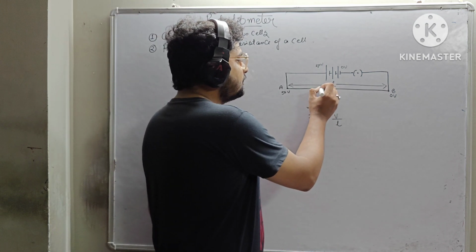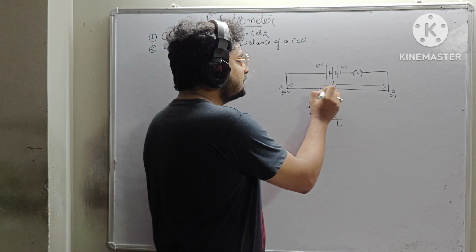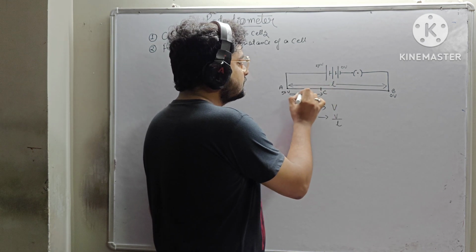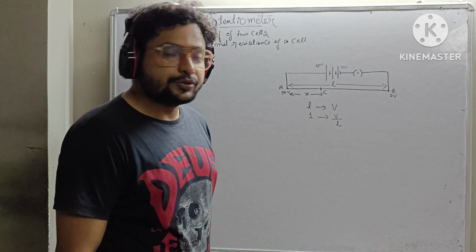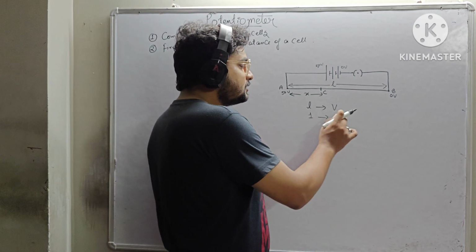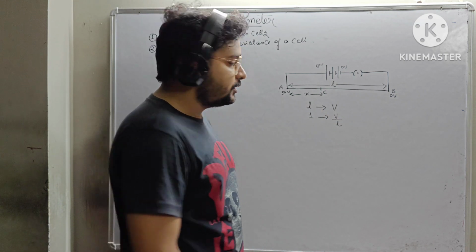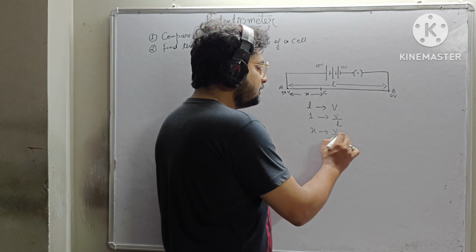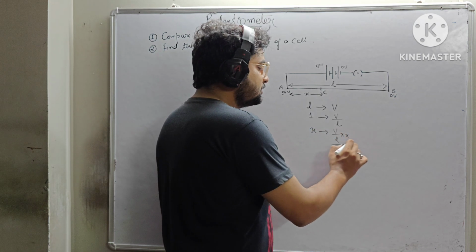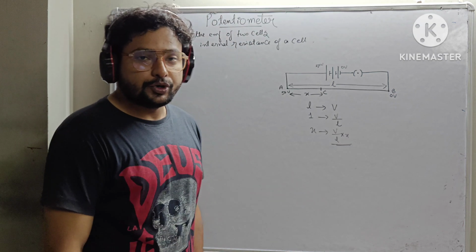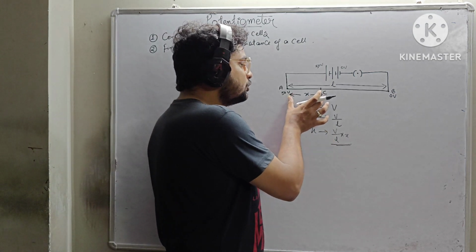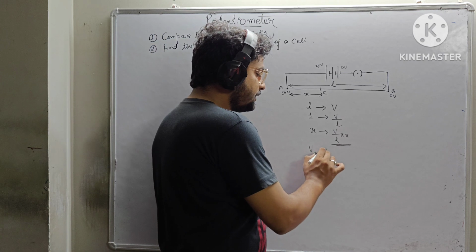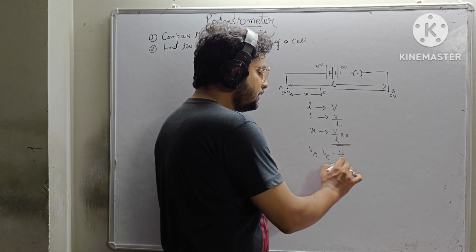Now, if I want to find the potential difference between A and C, which is one more point at a distance of X centimeter: in unit length the potential difference is V by L, so in X length the potential difference will be V by L into X. This is the basic concept of a potentiometer. So VA minus VC will be V by L into X.